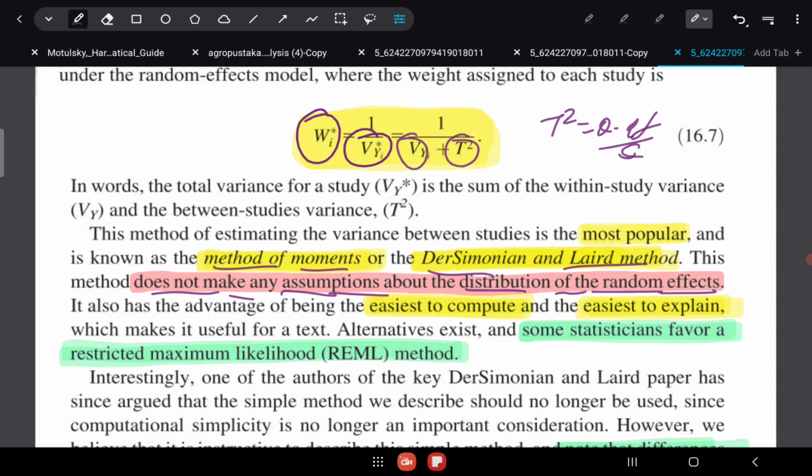So how random effects are distributed, it does not make any assumption like that. And the benefit of this method is that it is very easy to compute. Even with hand and a simple calculator, you can assign the weights to individual studies. You just have to calculate the T square and the within study variance, right? So it is easy. But there is another method also to compute the T square statistic for assigning weights in random effect modeling, and that is the restricted maximum likelihood method.